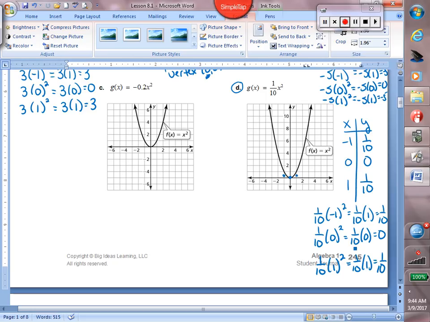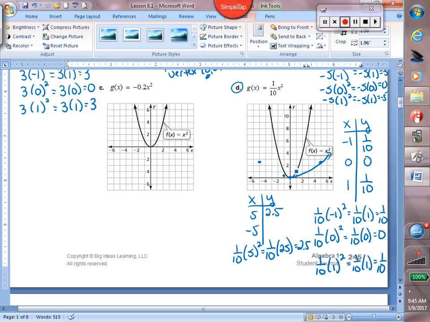Maybe we go and try, let's try 5, and then negative 5 should be the same. Let's do 1/10 times 5 squared. So we'd have 1/10 times 25. So we'd end up with 2.5. 1, 2, 3, 4, 5, 1, 2, and then half of a box. Negative 5 is the mirror image of the positive 5. So negative 5 should also be up 2.5.